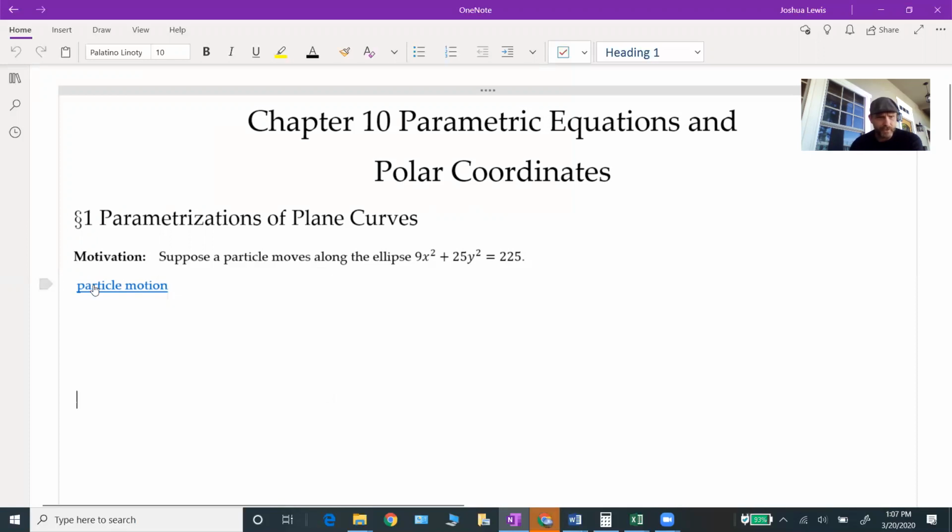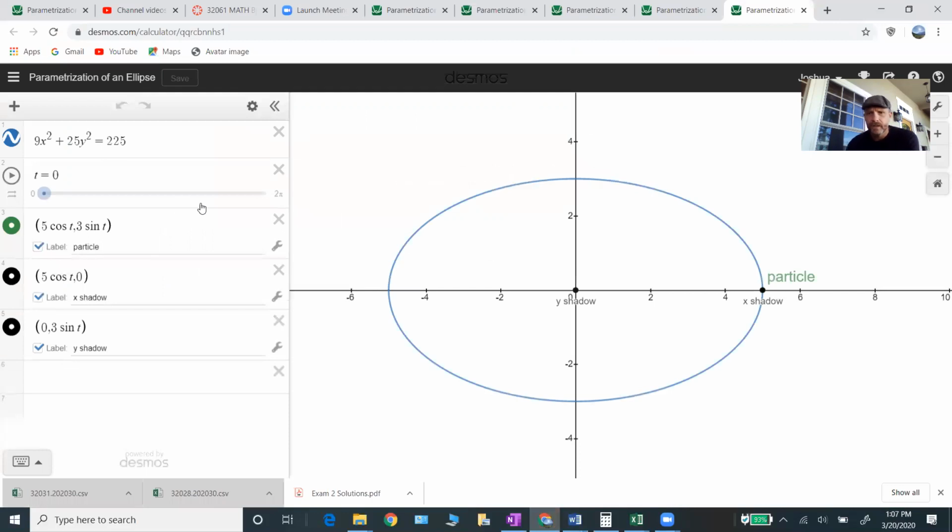And I don't know why this isn't opening, but that's okay. We're going to come over here to Desmos. So what's going on right now is we have a particle, and you don't need to worry about the way I parametrized it. For now, just think about the motion, okay? This particle is moving along this curve, and you can see round and round it goes. Okay, so that's its path.